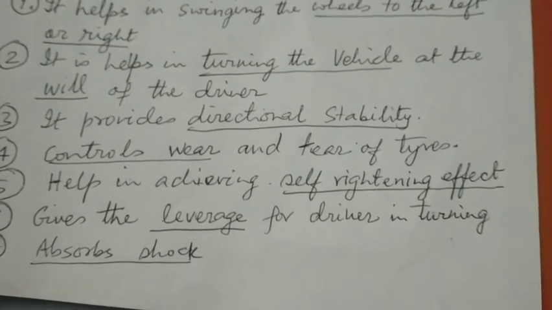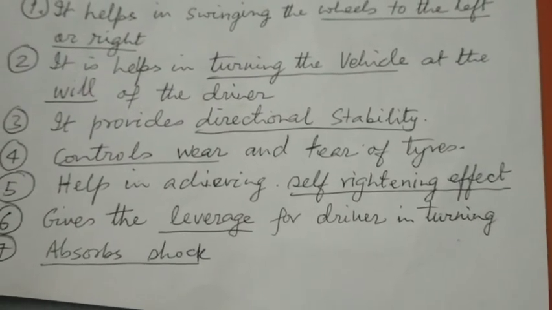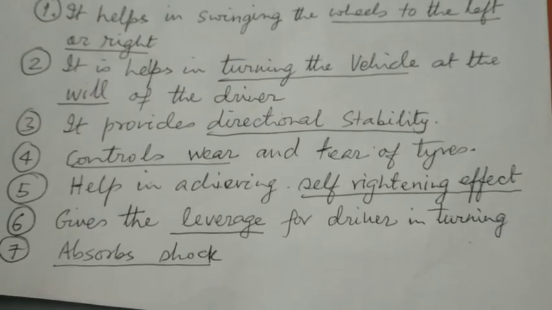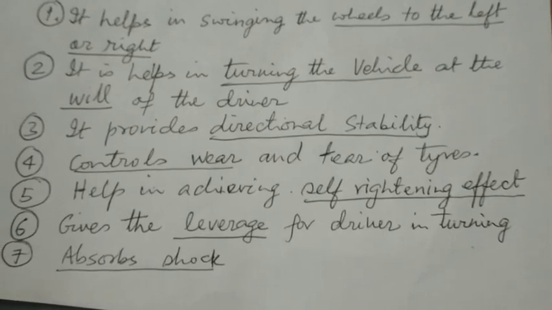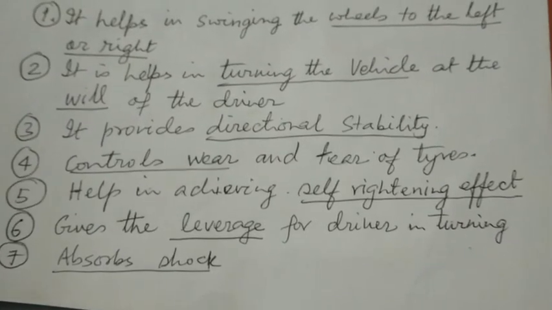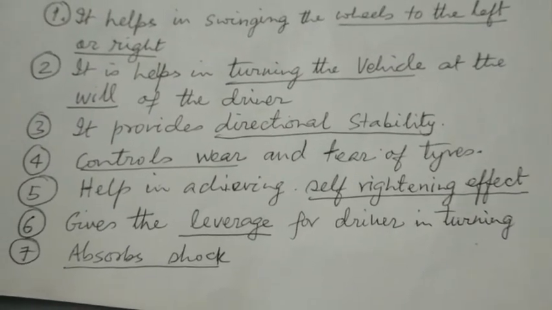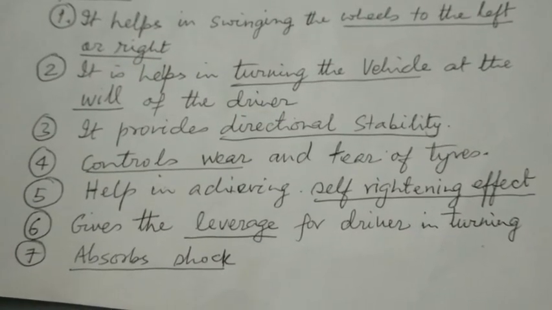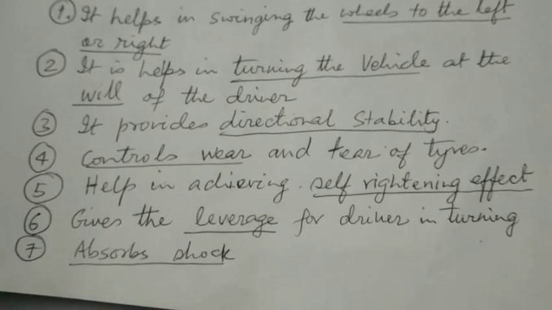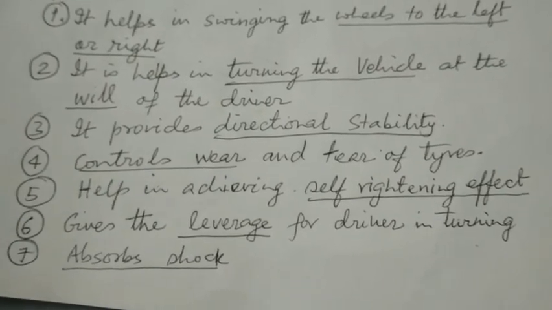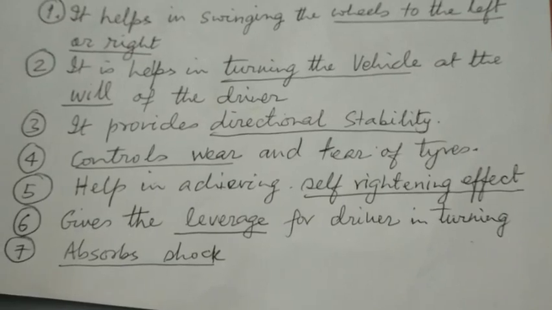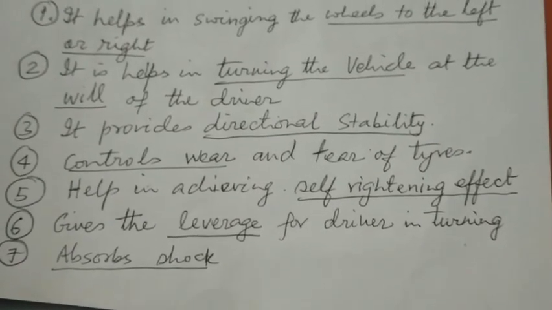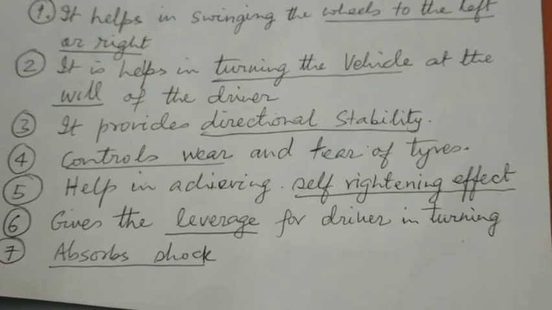Number 3, it provides directional stability. If we are going straight, the vehicle should stably go in the straight direction. If we want to turn slightly to the right, then that slight amount of turn should be maintained, and when it is moving at that particular angle, it should be stable and should not get disturbed. The amount of directional change that the driver wills is maintained in a stable form.